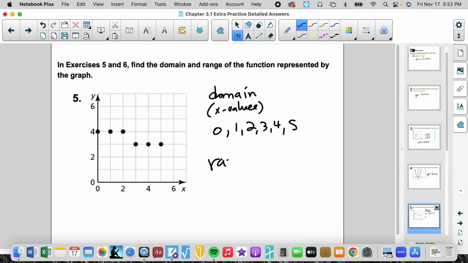My range is talking about my y values. So what y values do I have? I see, that was an ant. Sorry, I wasn't drawing on there. When I plug in 0, you notice that we get 4. When I plug in 1, we get 4, so I don't have to write it again. When I plug in 2, I get 4 again. When I plug in 3, I get 3. I'm going to put them in numerical order. So my range is going to be 3 and 4, specific.